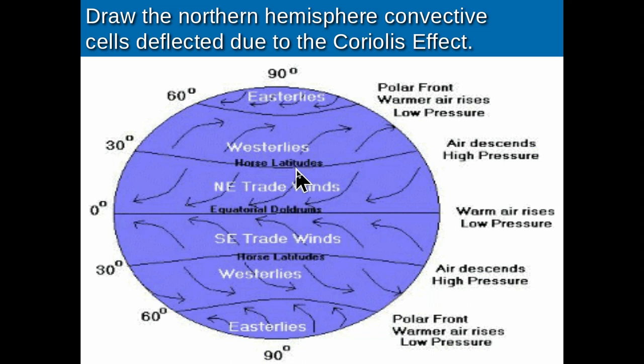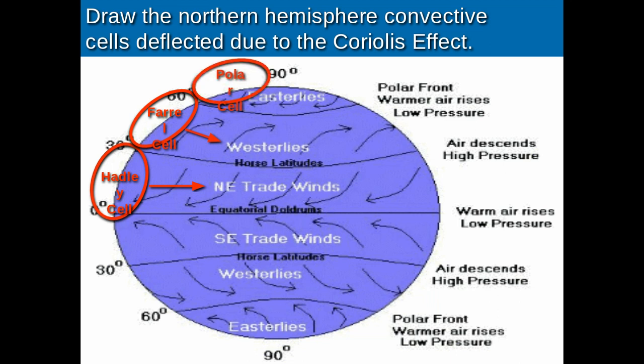But now, from an earth science point of view and from a global wind point of view, we can attach the type of global wind cells that are associated with each one of those winds. So, for example, the Hadley cell is related to the northeast trade winds, and then the westerlies are noted for the Ferrel cell, and then the easterlies are noted for the polar cell.